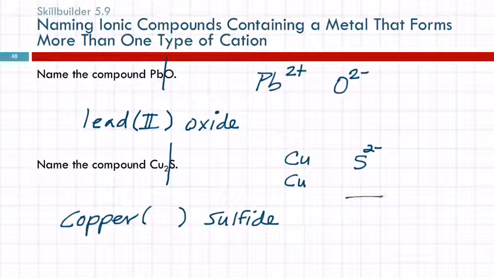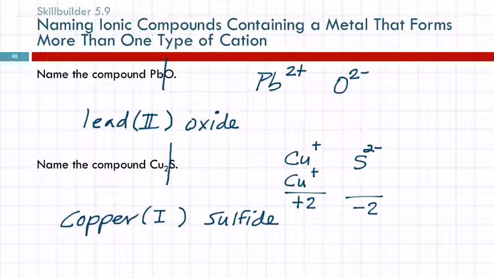So I have a total of -2 charge. That means I have a total of +2 charge. Because the charges all have to add up to 0. So I've got +2 split between two ions. They each get 1. So this is copper 1 sulfide. Any questions?